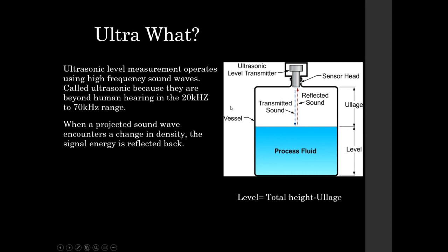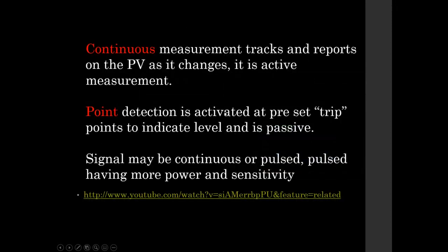The major distinction between ultrasonic and radar is that radar uses microwaves or radio waves, which are a little bit different in terms of the speed that they travel, but otherwise they're very similar in terms of science. So continuous measurement tracks and reports on the PV as it changes and is an active, always changing measurement, whereas point detection is basically a switch type indicator.